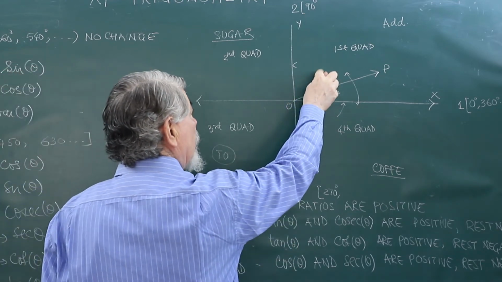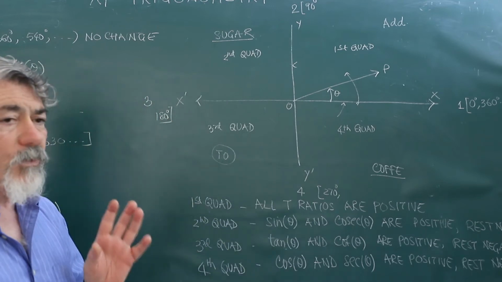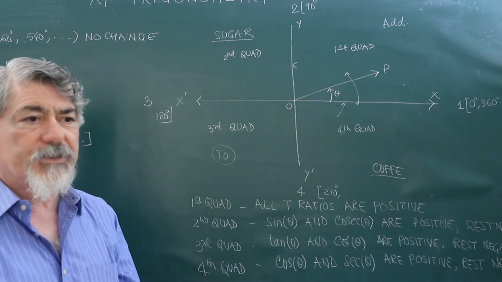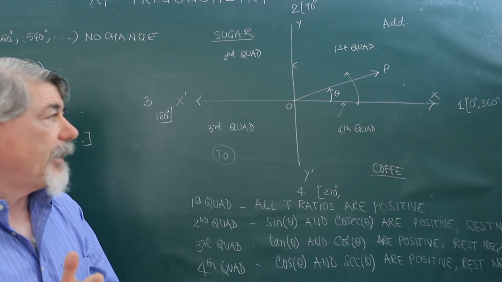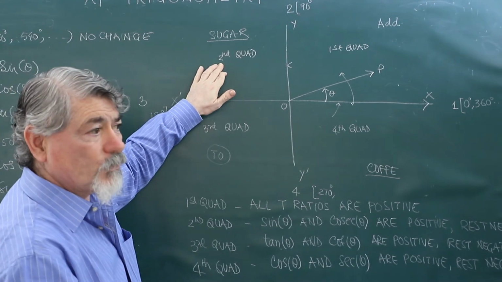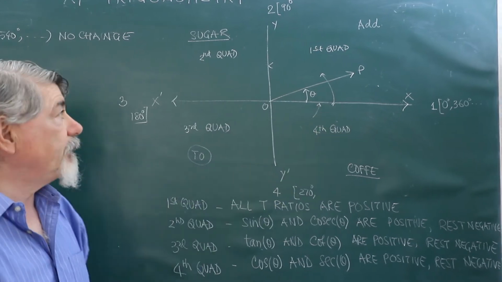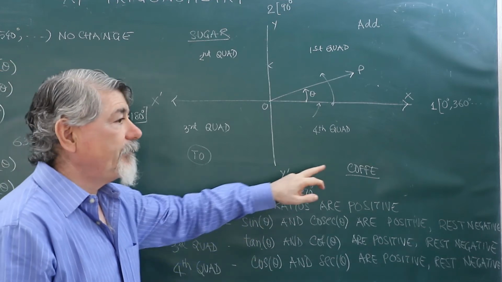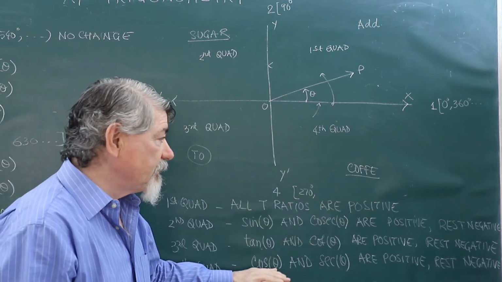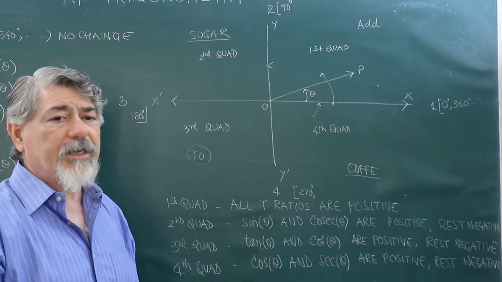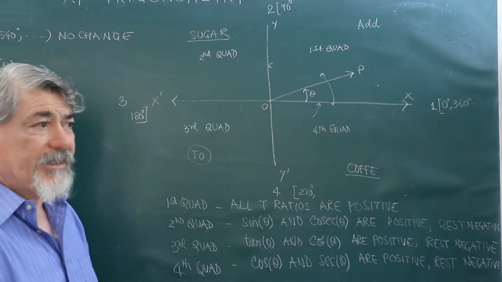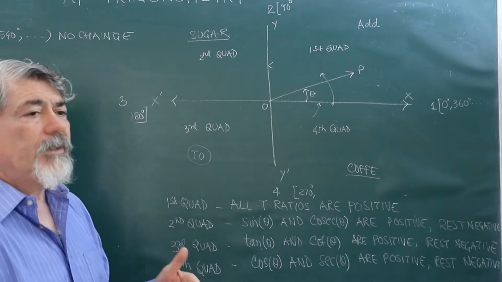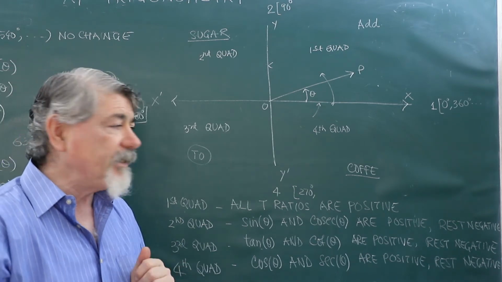So in the first quadrant, all trigonometric ratios are positive. There are only 6 trigonometric ratios: sine, cos, tan, cosec, sec, and cot. In the second quadrant, only sine and cosec are positive. The remaining 4 are negative. In the third, only tan and cotangent are positive. The rest are negative. In the fourth, cos and sec are positive. The rest are negative. This is going to help us greatly in determining whether a trigonometric ratio will be positive or negative.